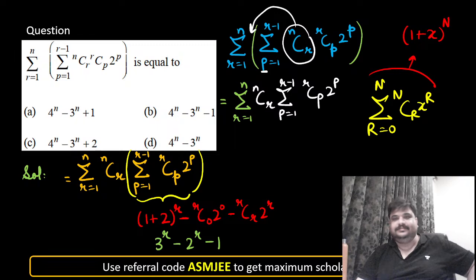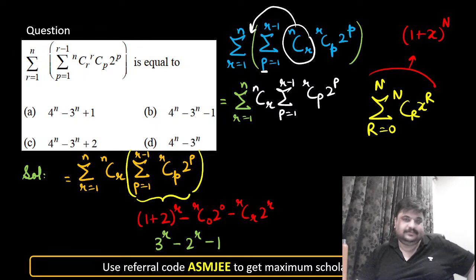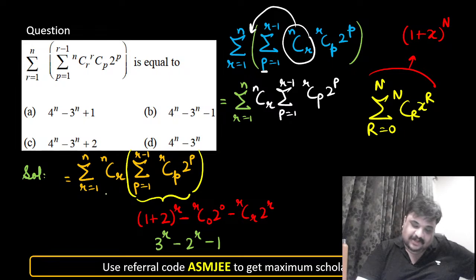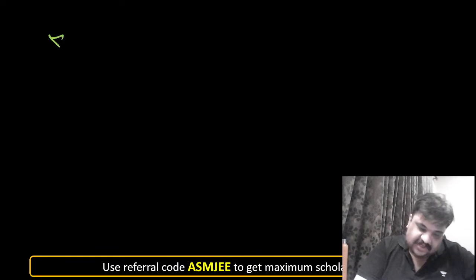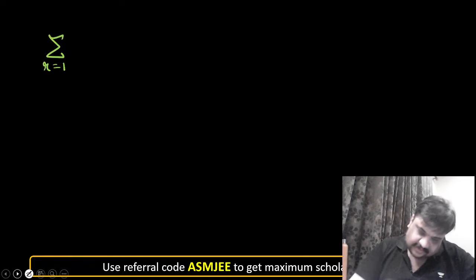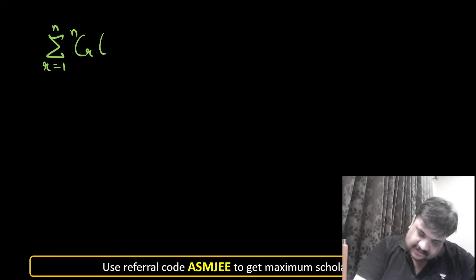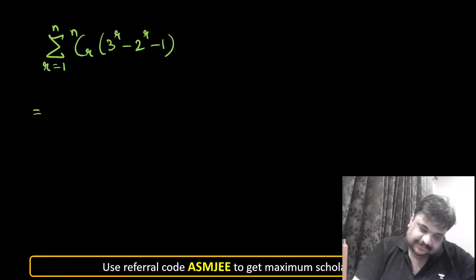Okay. Now this part will come. So now you have reached here. Summation 1 to N, nCr, 3 raised per r minus 2 raised per r minus 1. So these are three questions now.